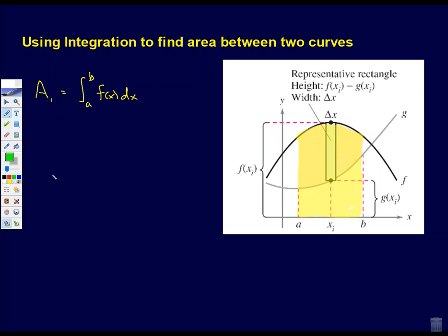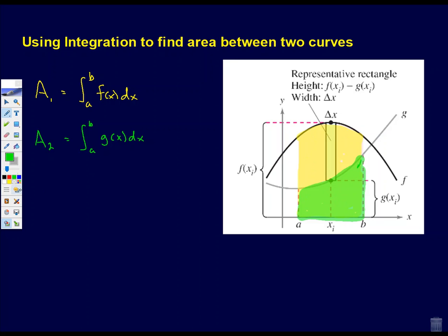So I see a nice way to solve that is to solve a second integral, which is the area of the region underneath the other function g of x. I'm going to shade that in green. And then I'm going to subtract. I'm going to call that area 2, which is also an integral from a to b. This time the integrand is g of x. And notice if I were to subtract that green area from the original large yellow, I would get the region in between.